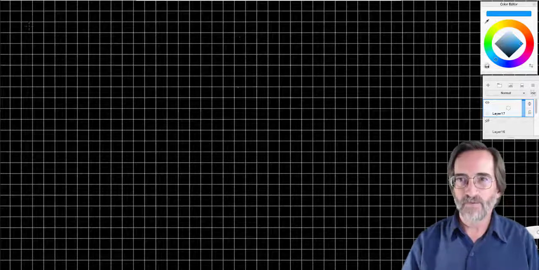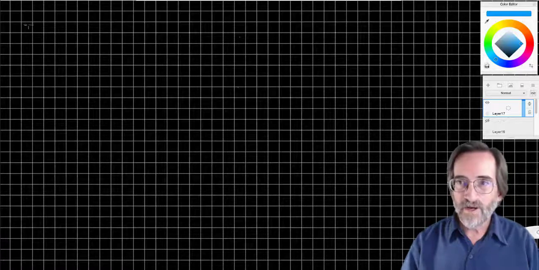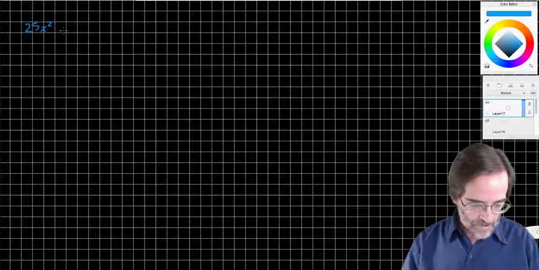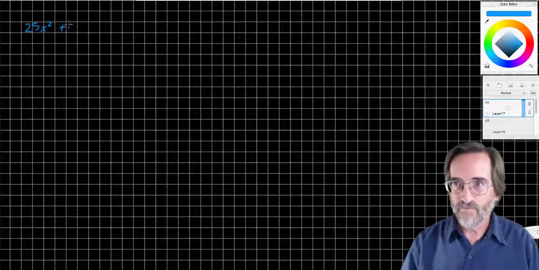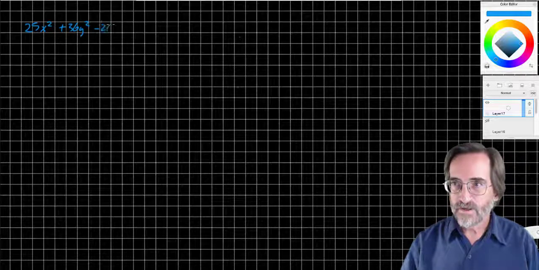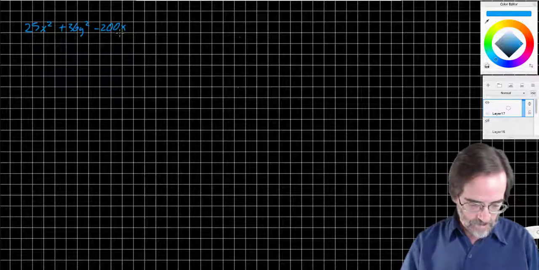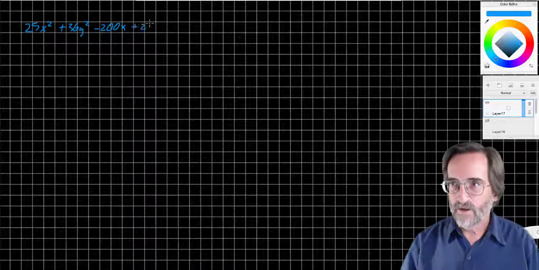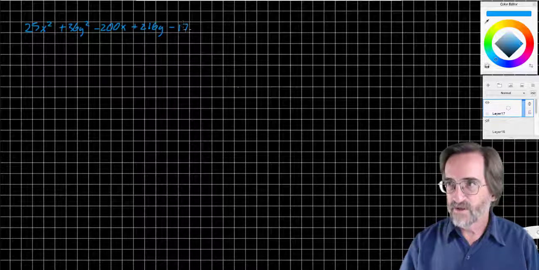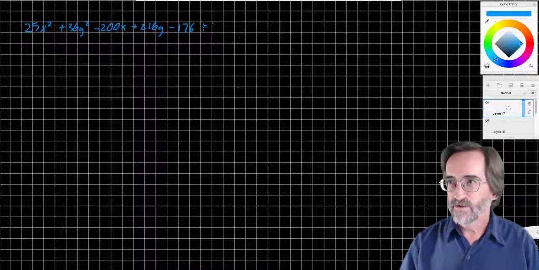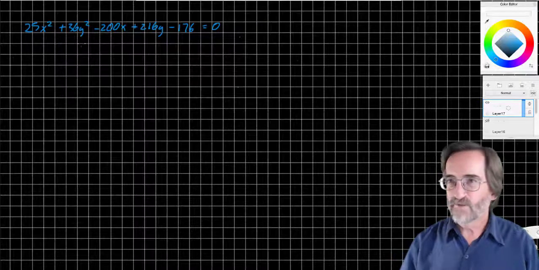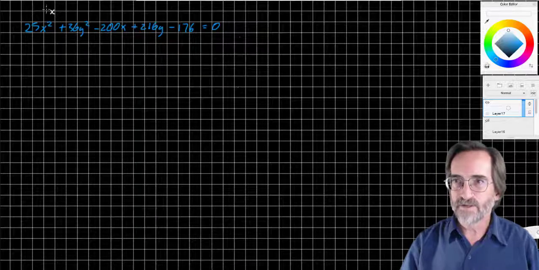So I'm going to start with a problem here. Let's see, 25x squared plus 36y squared minus 200x plus 216y minus 176 equals 0. Okay, this is general form. Note that there is no xy term. There very typically won't be, so we can say plus 0xy.